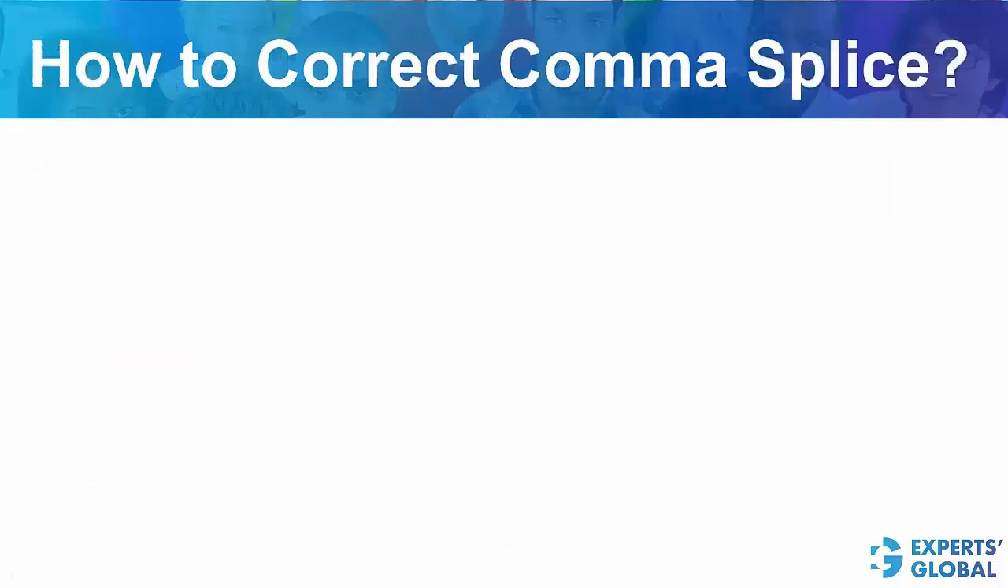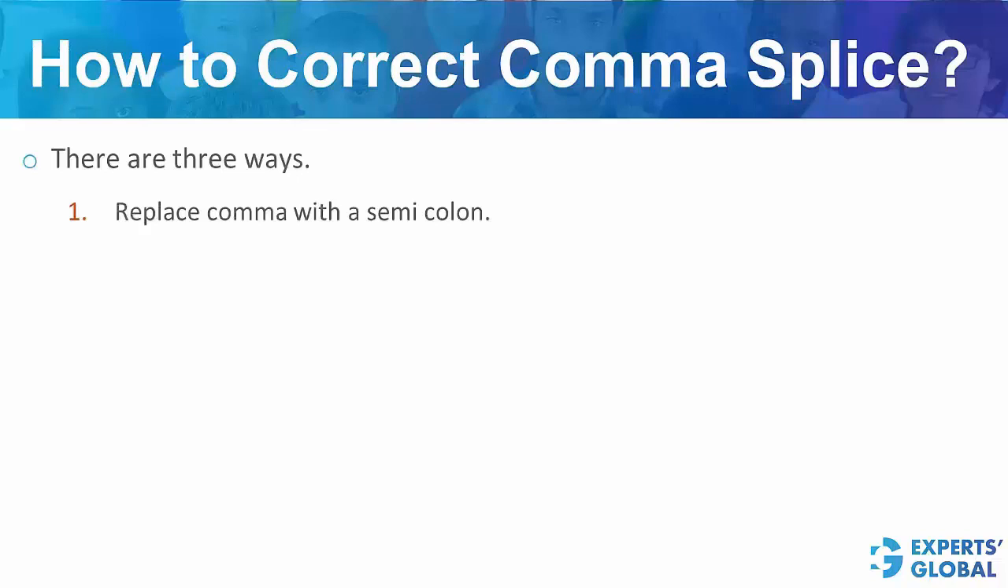So how do we correct the error of comma splice? There are three ways of correcting it. Number one is to replace the comma with a semicolon. As explained earlier in this video, a semicolon is used for joining two independent clauses. So, a straightforward way of correcting the error of comma splice: simply replace the comma with a semicolon.